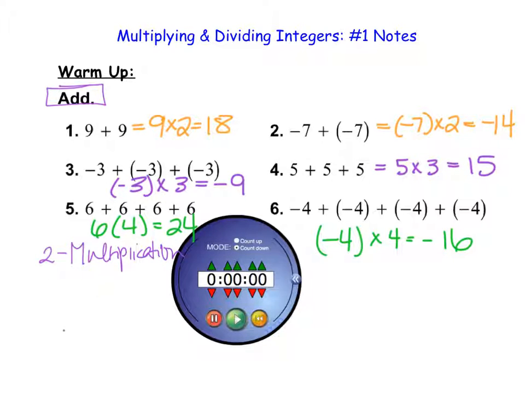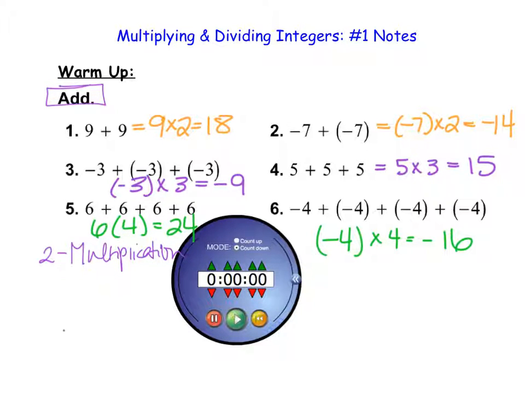You'll notice that for number 1, 9 plus 9 is the same as 9 times 2, which equals 18. Number 2 equaled a negative 14. Number 3 was negative 9. Number 4 was positive 15. Number 5 was 24. And number 6 was negative 16.